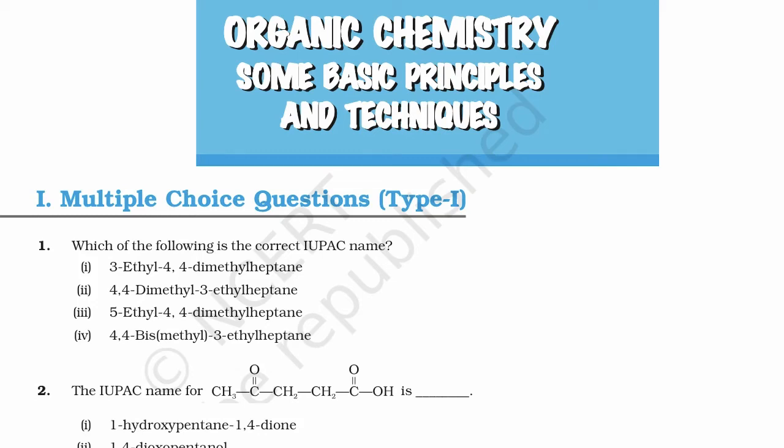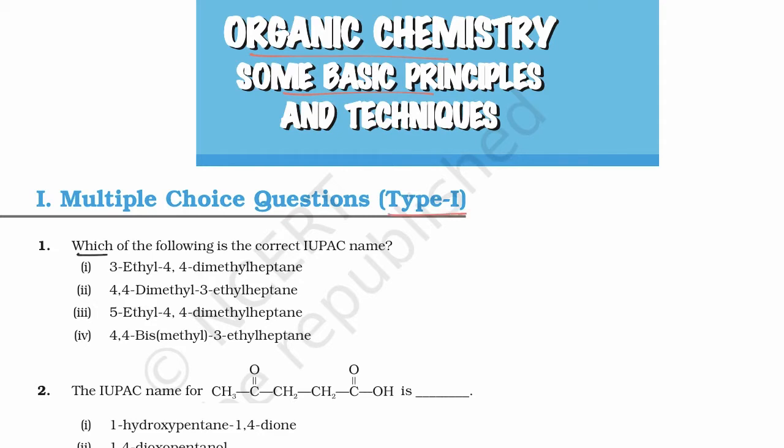Hello friends, from today onwards we are going to discuss NCERT exemplar questions. First we are going to discuss 11 chapters and then 12 chapters. First I am going to discuss organic chemistry, some basic principles and techniques. Now this chapter includes nomenclature, isomerism and general organic chemistry. So first, multiple choice questions type 1.